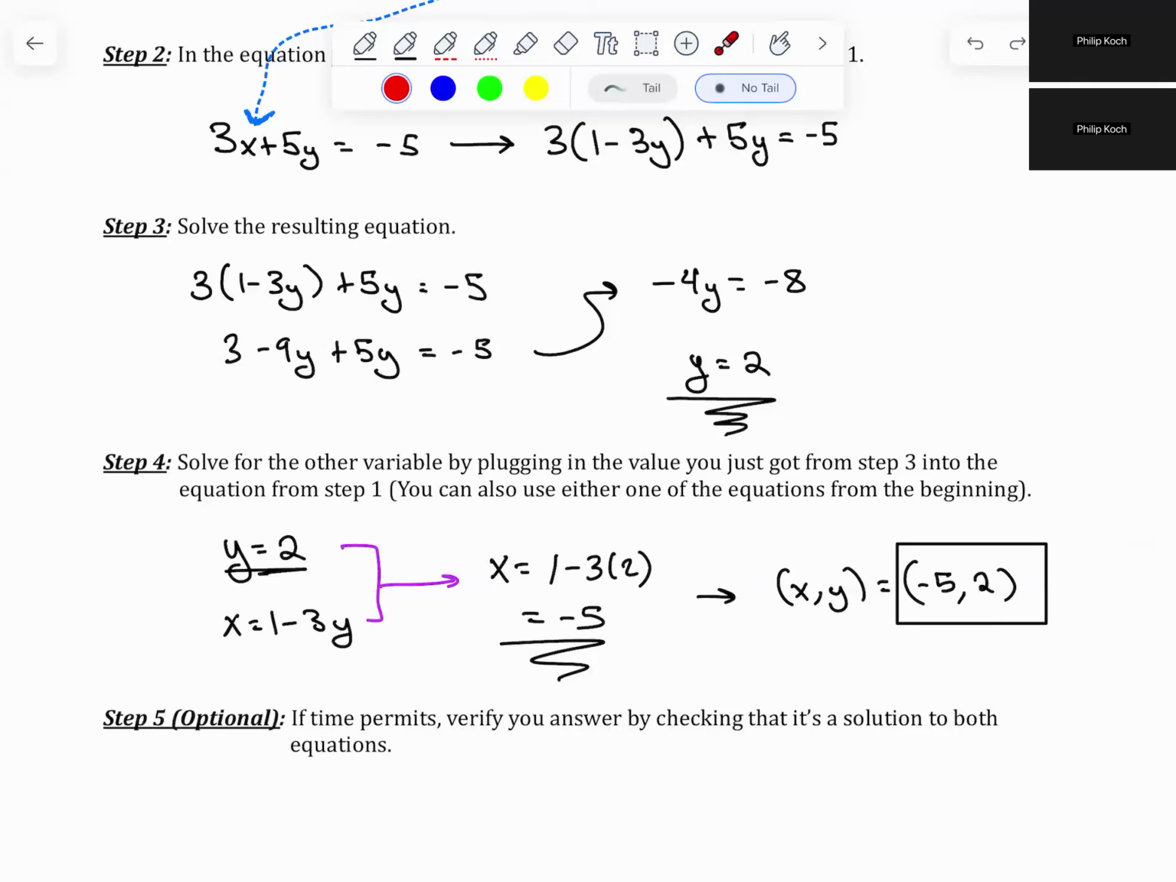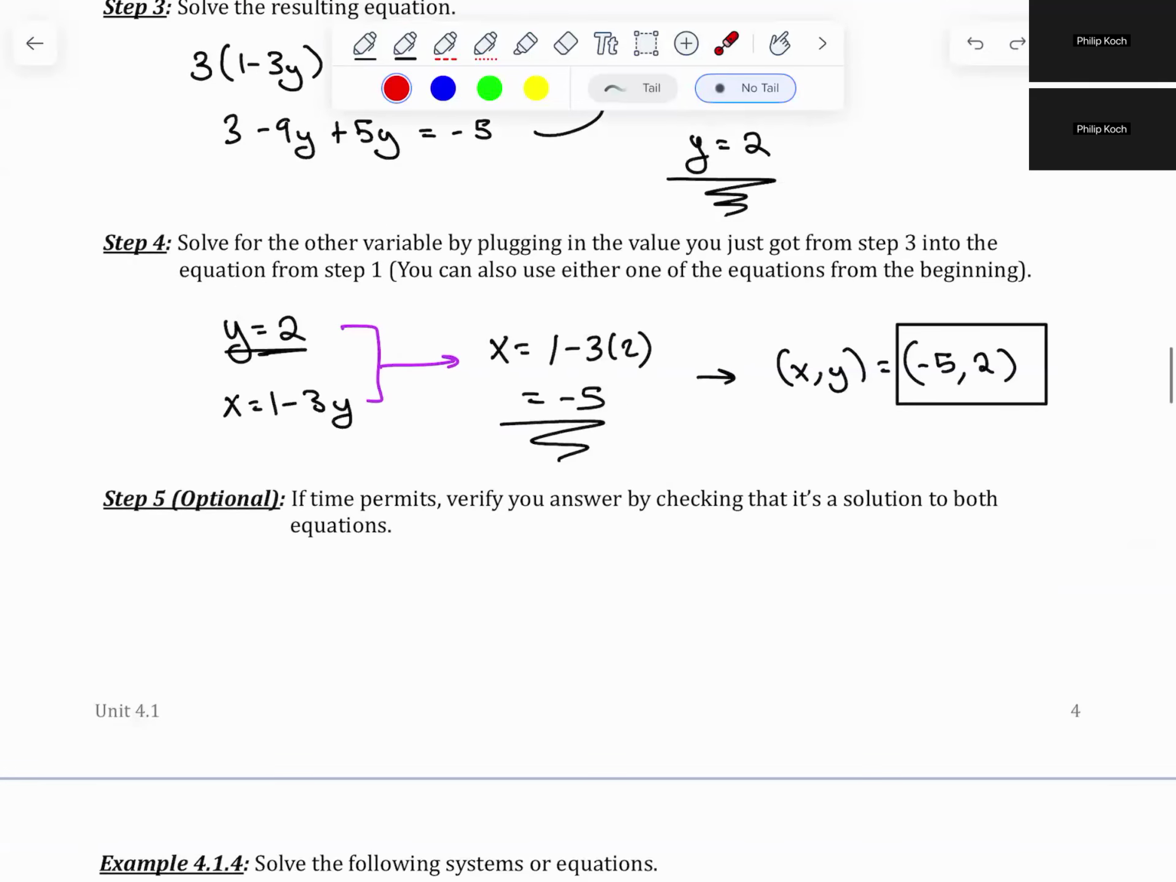And then if time permits, verify your answer by checking it's the solution to both equations. You know the deal. The great thing about it is that you can check your work, but that's if you're unconfident with your algebra. If you have time on the final exam to check it out and make sure that it all works out, do so. But if you don't have time, don't worry about it. But we're good.